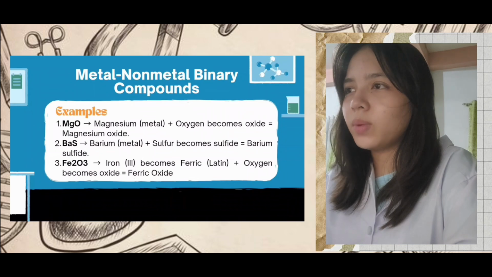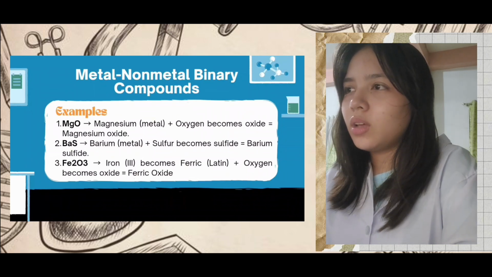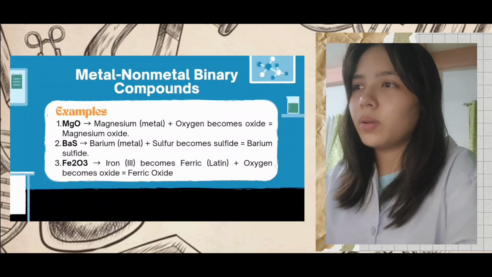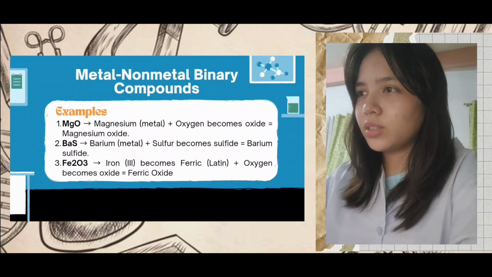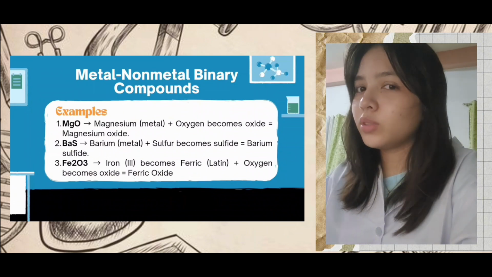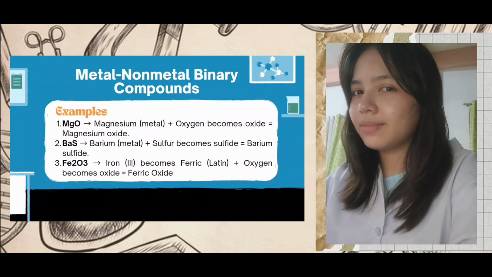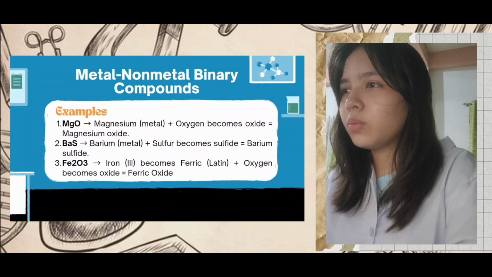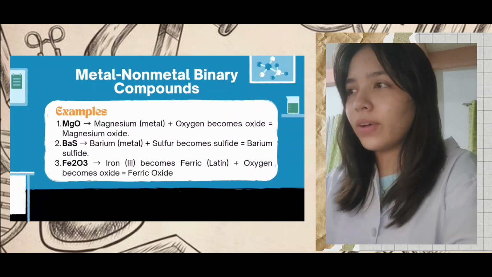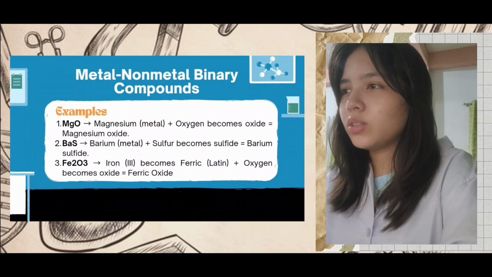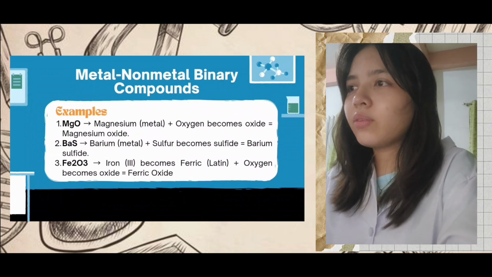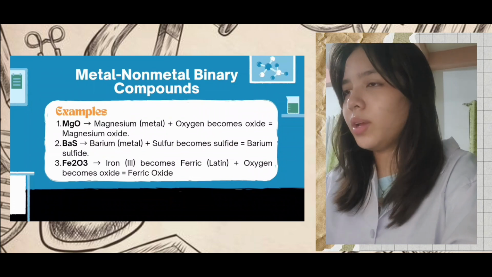For example, we have magnesium and oxygen. If we combine them, it becomes magnesium oxide, because we change the last part of the root name and add "ide." So oxygen, "ide," oxide. Next, we have barium and sulfur. Sulfur becomes sulfide because of "ide." Barium sulfide. We have iron with a charge of 3 and oxygen. Oxygen becomes oxide, and iron becomes ferric because it has a higher charge, the charge of 3.